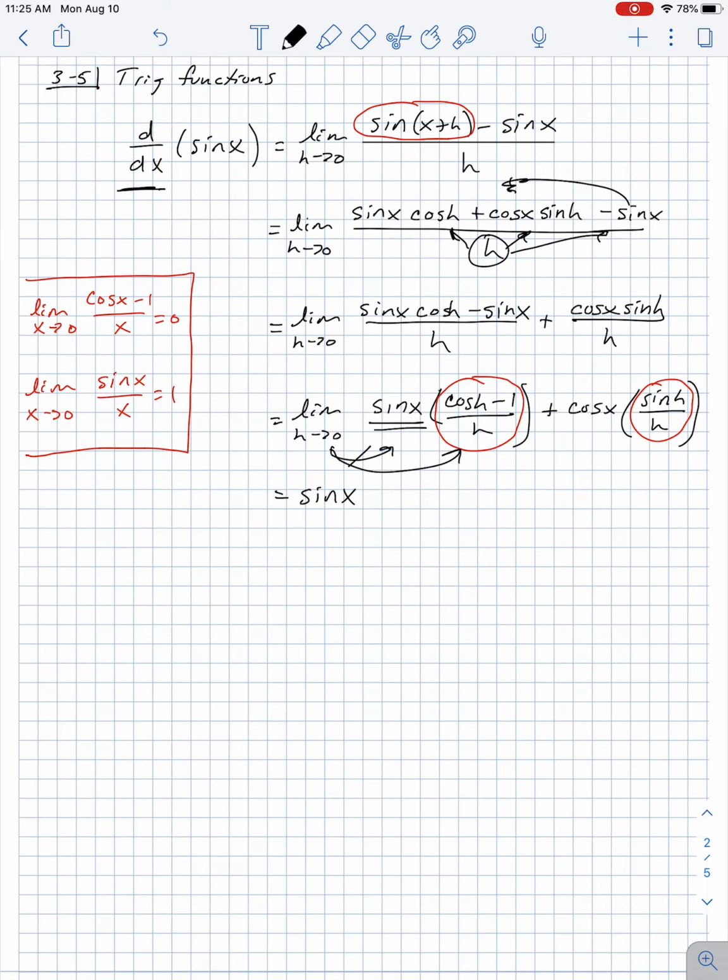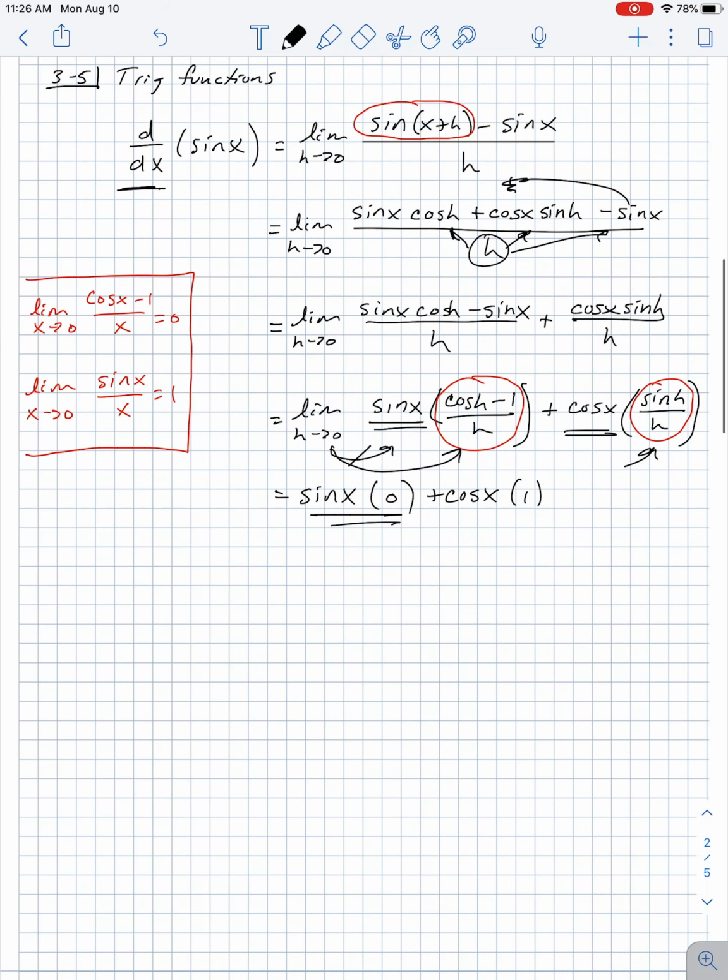And when I take the limit of this, I'm using my identity, I get 0. And the same thing happens with this term. The cosine x stays because there's no h in it. And the limit of this guy is 1. So the 0 wipes this sine out, and the 1 just leaves, and I'm left with cosine x. Okay, so that's a quick little proof of what the derivative of sine is.